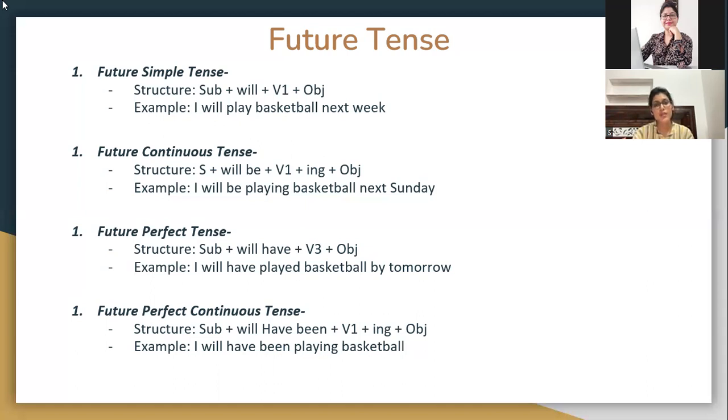I will be going to college next Monday. So it means I am definitely going to college next Monday. We use will be, and if I am not sure, we use shall be. And it is work that started in the future and continues in the future.